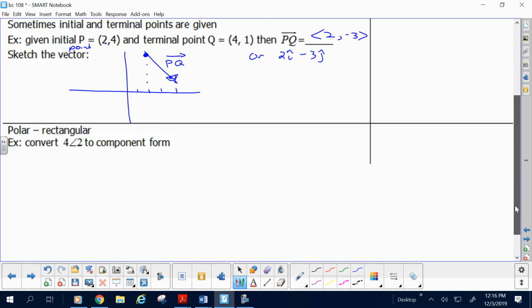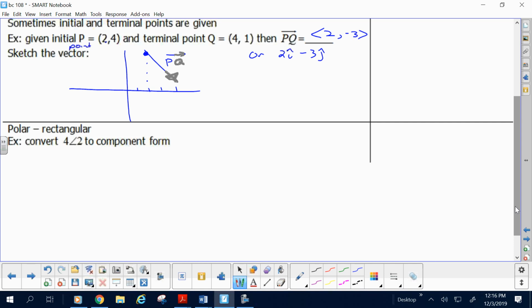Polar to rectangular, converting one form to another. If you converted 4 at an angle of 2, that's 2 radians, to component form, then we need to figure out what are the horizontal and vertical. This actually builds off of yesterday. 4 is how far we go, but first let's turn 2 radians. What quadrant does 2 radians put you? Second. Why? Because it's less than pi, but greater than pi over 2. So it's over here somewhere. Who knows where, but it's there and it's 4 long, yeah?